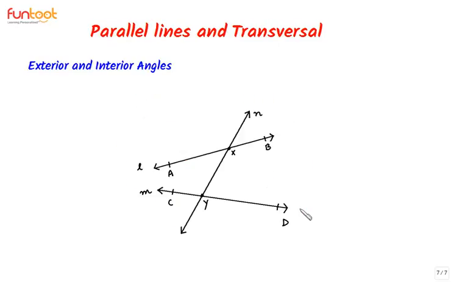Now let's see what are exterior and interior angles. We have marked angles from 1 to 8 here. Let's mark the interior space bounded by the two lines L and M here. So the interior space bounded by lines L and M will be this space.